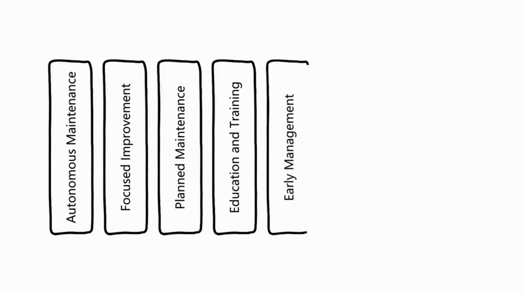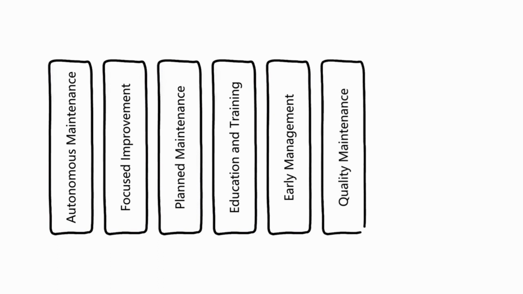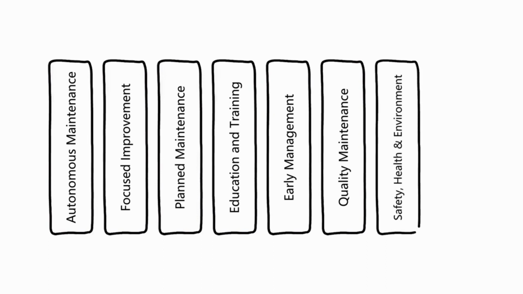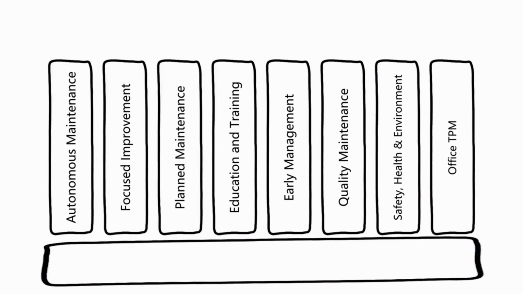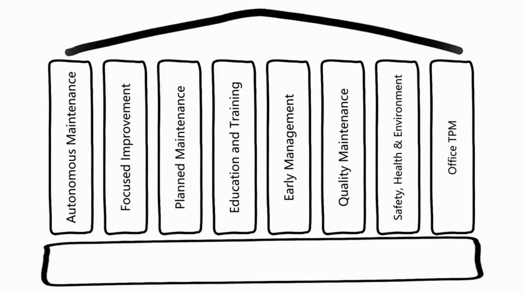Pillar 5, Early Management. Scientific introduction of equipment and design concepts that eliminate losses and make it easier to make defect-free production efficiently. Pillar 6, Quality Maintenance. Scientific and statistical approach to identifying defects and eliminating the cause of them. Pillar 7, Safety, Health and Environment. Scientific approach to solutions that will improve the safety, health and environment. Pillar 8, Office TPM. Using TPM tools to improve all the support aspects of a manufacturing plant, including production scheduling, materials management, and information flow.